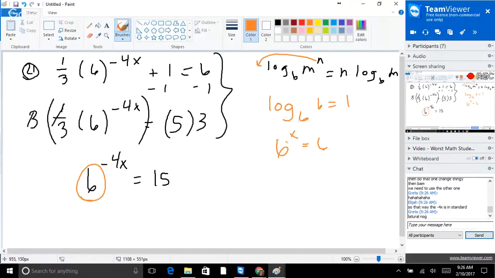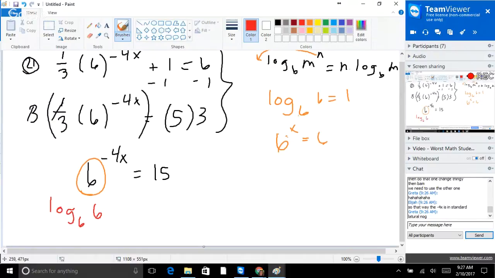Okay, so what I mean by that is if I take the log base 6 of 6, I get 1. And anytime you can multiply by 1 in algebra, that's a good thing, right? So just follow me a little bit. My base is 6, so I'm going to say it's the log base 6 of 6 to the negative 4x power.